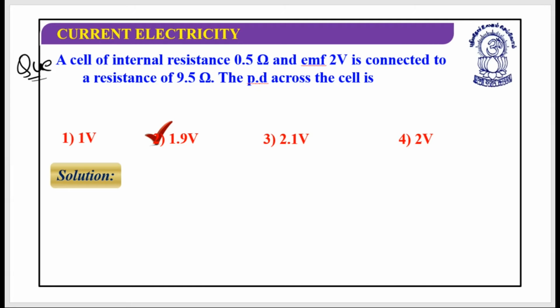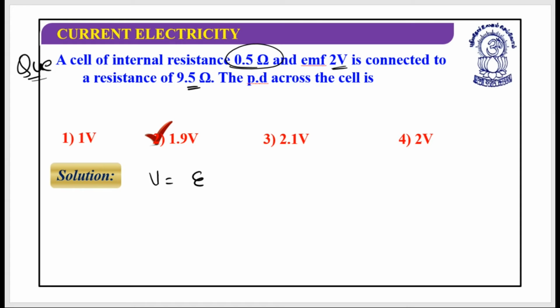A cell of internal resistance 0.5 ohm and EMF of 2 volt is connected to a resistance of 9.5 ohm. The potential difference across the cell is, we need to find out the potential difference. How can we do this? How can it be done? Yes. So this is the situation.